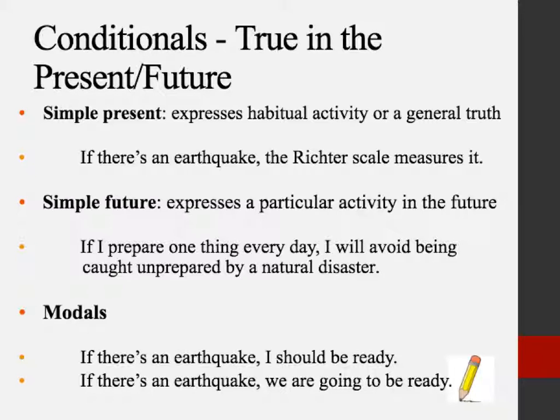As we have learned before in previous lessons, modals express different levels of certainty. The first example, if there's an earthquake, I should be ready, expresses a degree of uncertainty. But our second example, if there's an earthquake, we are going to be ready, expresses certainty in our preparedness because we have been storing one item each day.